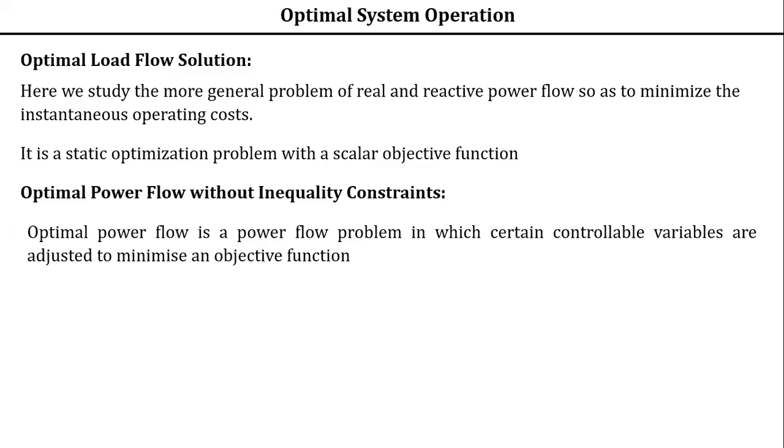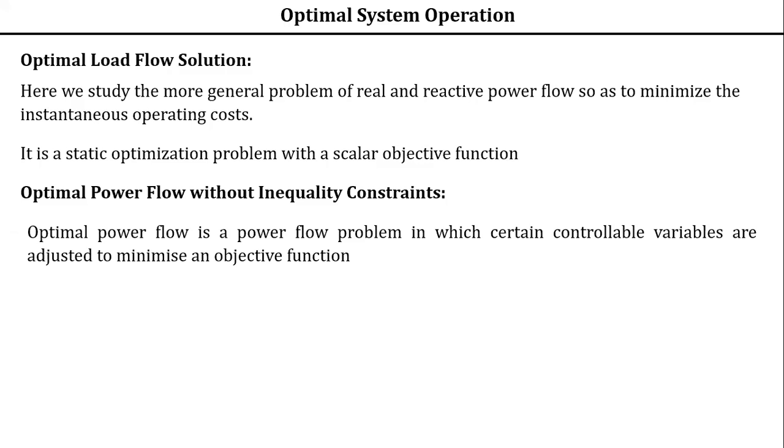Please remember the objective function is to minimize your total operating cost. That is your objective function, like what we studied in module 3. The same thing we are taking here. Clear? So optimal power flow is a power flow problem or a load flow problem in which certain controllable variables are adjusted to minimize an objective function. Understood?